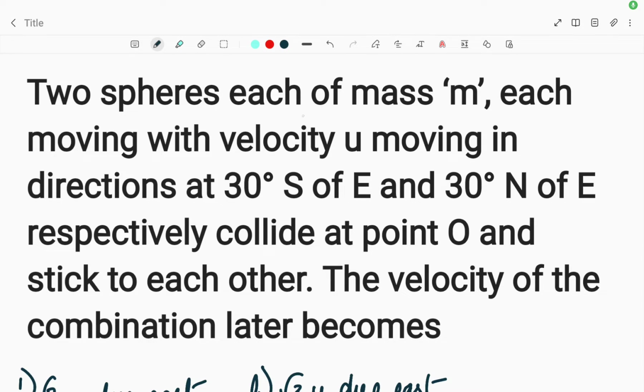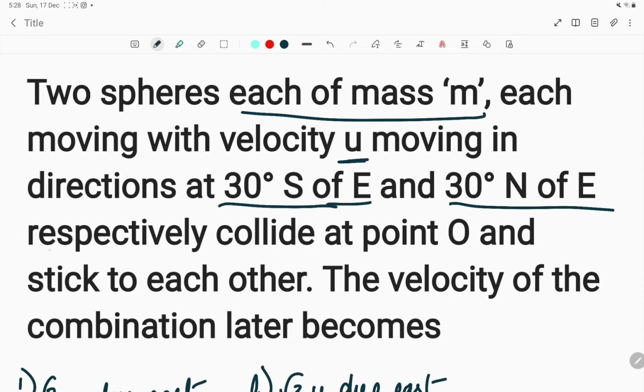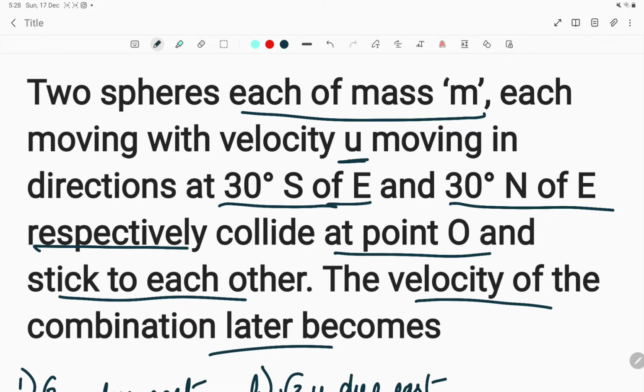Question: two spheres, each of mass m, each moving with a velocity u, moving in the directions 30 degrees south of east and 30 degrees north of east respectively, collide at a point O and they stick together. The velocity of the combination later becomes.